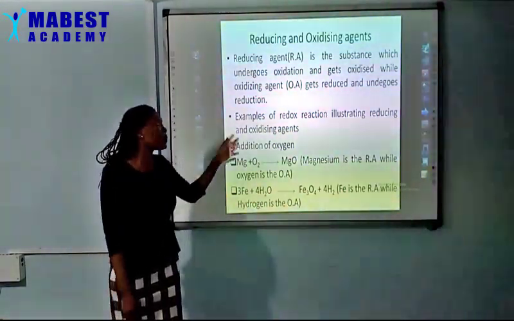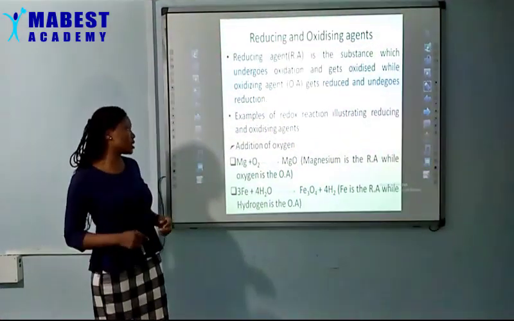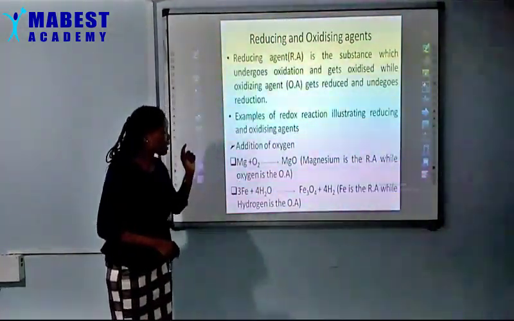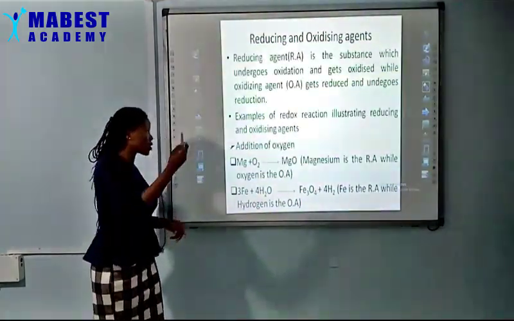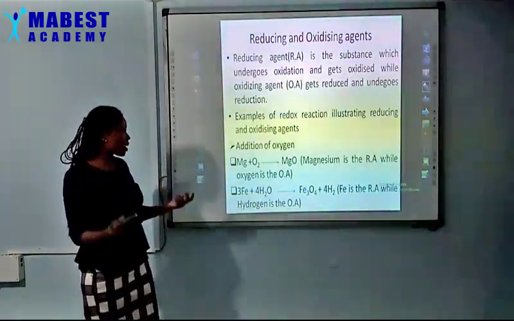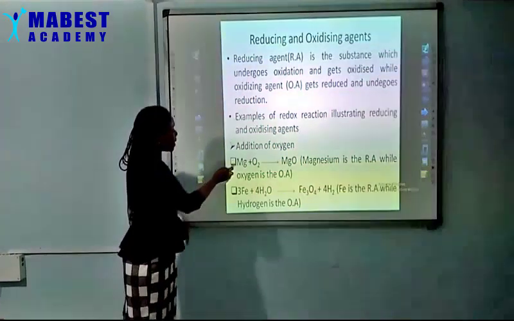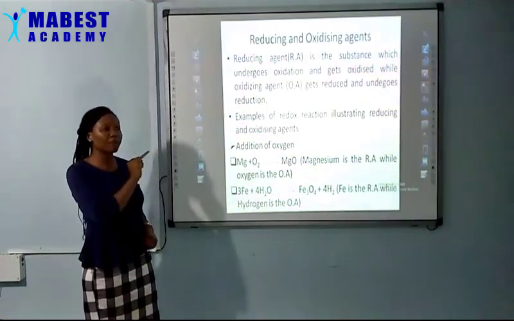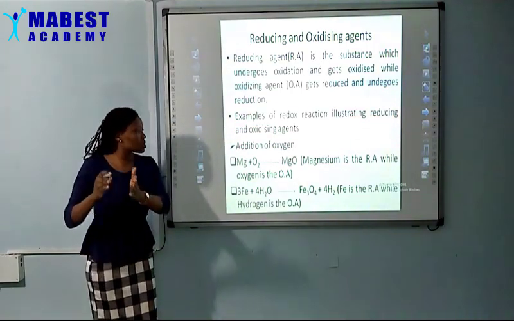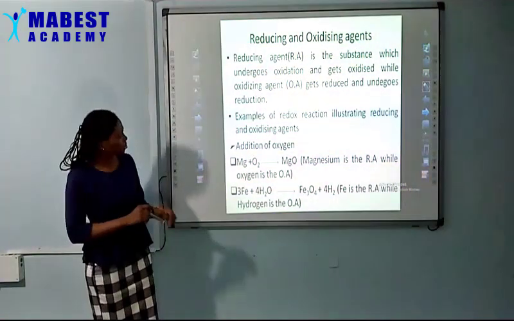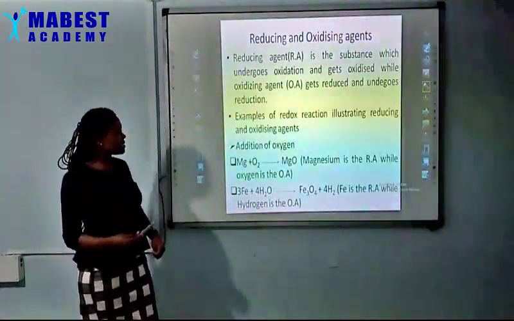There are several examples of redox reaction illustrating reducing and oxidizing agents. I want you to follow me as I show you some of these equations, and you'll be able to identify reducing agents and oxidizing agents in any reaction that you come across. Let's start with the addition of oxygen. I'm using magnesium and oxygen as an example here. The reaction between magnesium and oxygen gives us magnesium oxide. Looking at this reaction, which one is the reducing agent? Which one is the oxidizing agent?